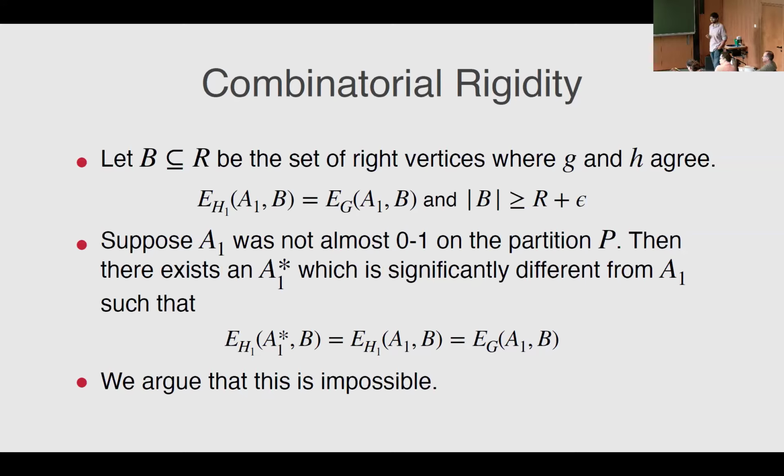Sorry, so the second bullet point says, suppose that A1 is not almost 0, 1. So let's say that it has like 0.5 somewhere. Sorry, is it obvious that there exists an A1 star that's? Right, so you pick an A1 star that is disjoint from A1 on that part. Okay. Density wise, it would still look 0.5, I see. But it is quite different. Right, because that part is very large. It's like a constant. Exactly.